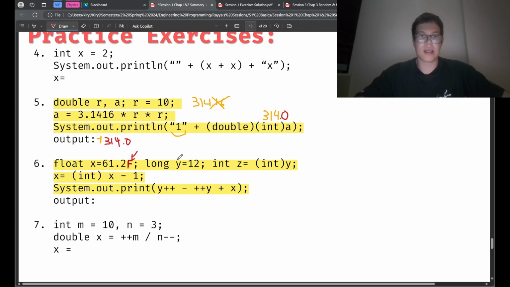Then we have a long. Again, we're using kind of unorthodox data types. Instead of integer, we're using long. Instead of float, we're using double. And then we're using int z equal int y. What does that mean? So we've defined a different variable.